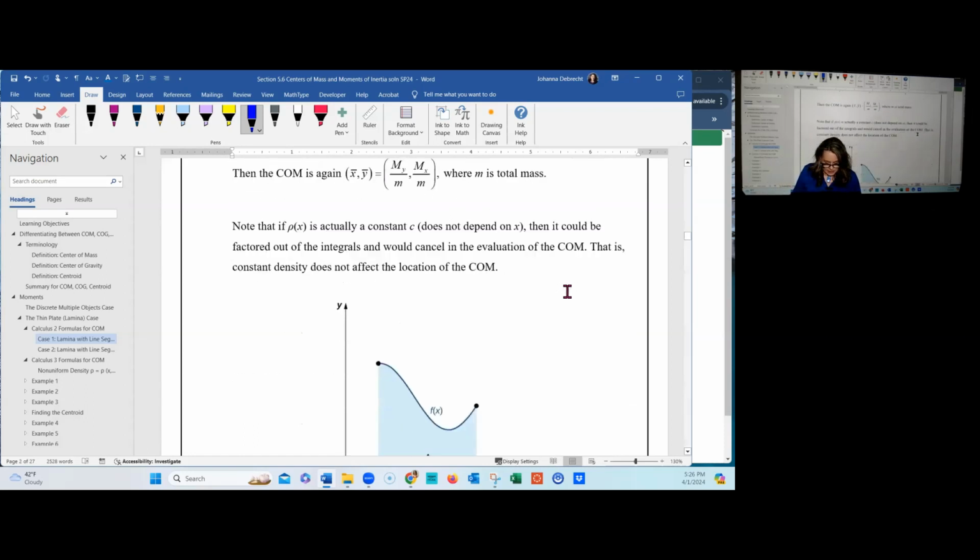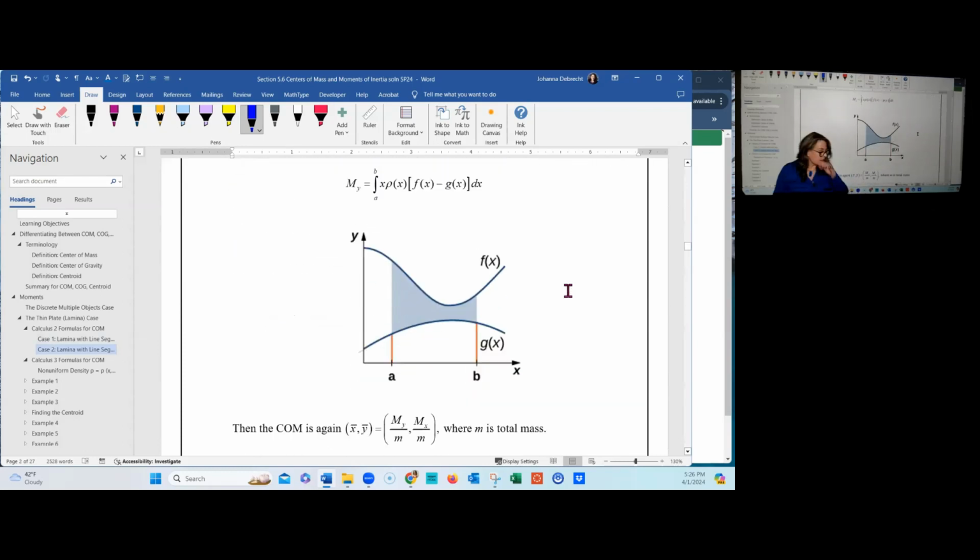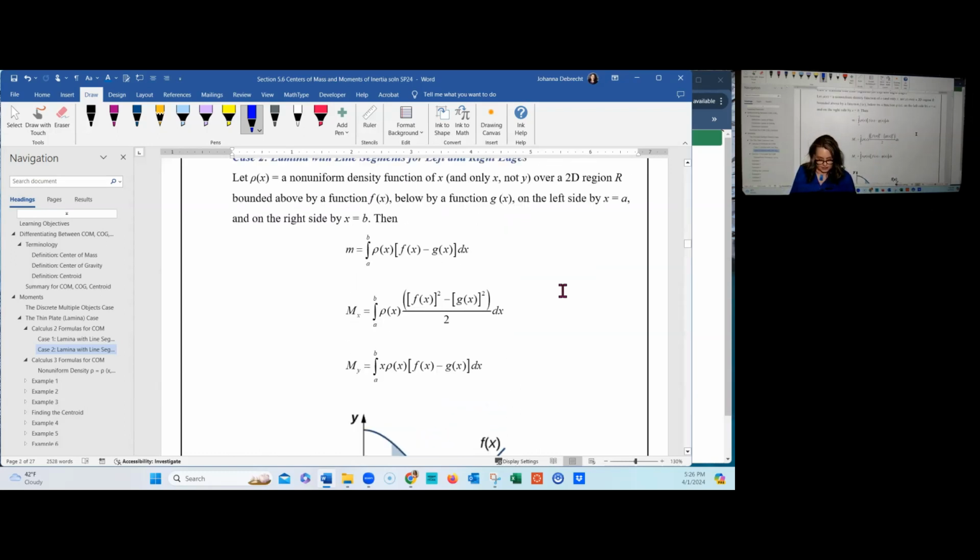Let's take a look at case 2. In case 2, we have a region that looks like this. So we have a curve for the top and a curve for the bottom, but we still have vertical lines for the left and the right. So we're talking about this region here. So how did we adjust our formulas in Calculus 2 to take care of this?